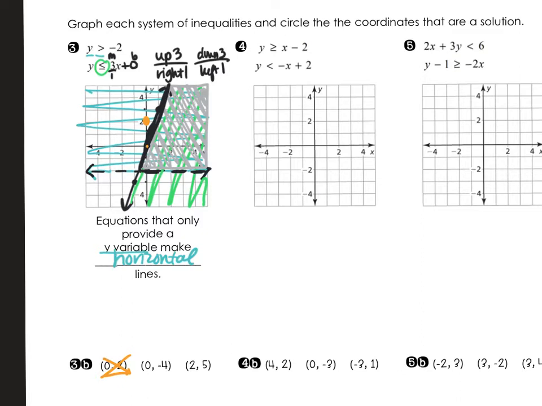All right, (0, -4), so don't go left or right, but go 1, 2, 3, 4 down. Again, only in one shaded area, so doesn't work. And then (2, 5). So I'm going to go right 2, up 5. 1, 2, 3, 4, 5. Okay, it looks like it's going to be on that solid line, so that one is a solution, or a yes.